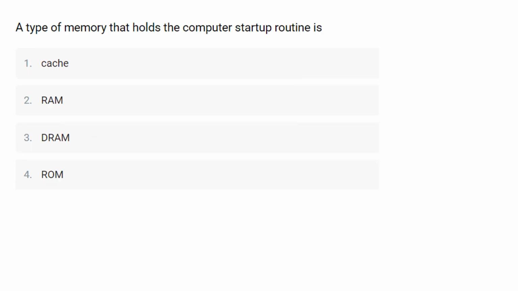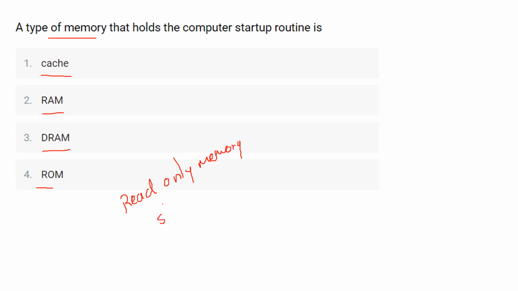A type of memory that holds a computer startup routine. So here in this question they ask you a type of memory which holds a computer startup routine, for which the first option is cache, second option is RAM, third option is DRAM and the last option is ROM. So here ROM stands for read only memory.